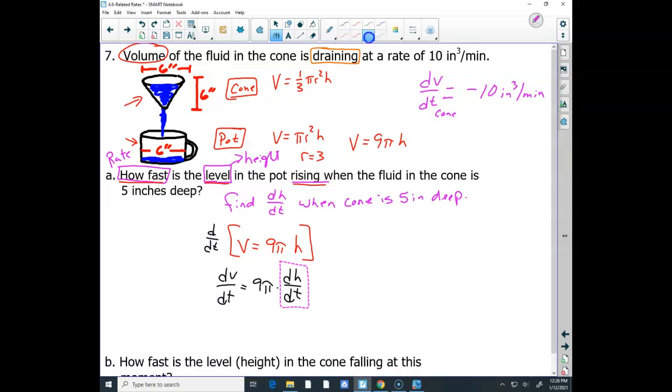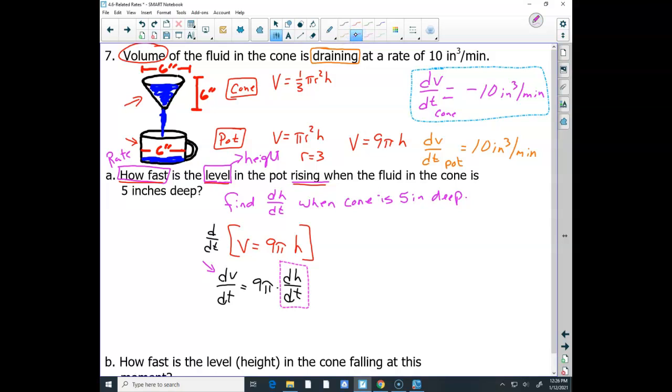Well, that's all well and good, guys, but I still need to know dV/dt of the pot, and they didn't tell me that. All they told me was dV/dt for the cone, okay? For the cone, it's leaking out at negative 10 cubic inches per minute. Well, heck, doesn't that mean that because it's draining out of the cone and going into the pot, the pot is filling at 10 cubic inches per minute? But because it's filling up, that's a positive one? Oh, that is crafty, those dirty little dogs.